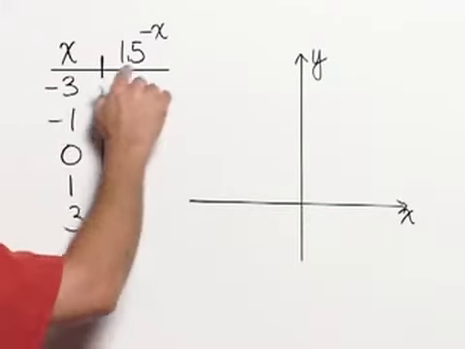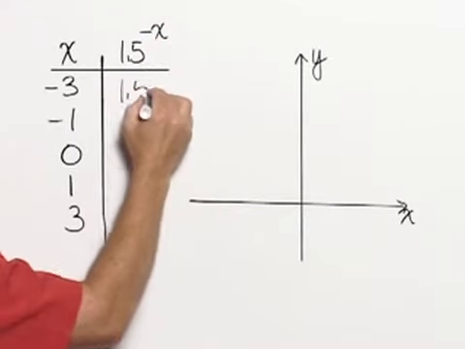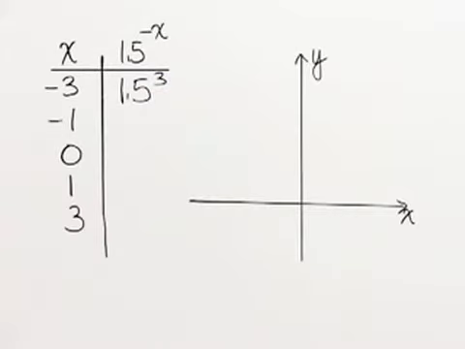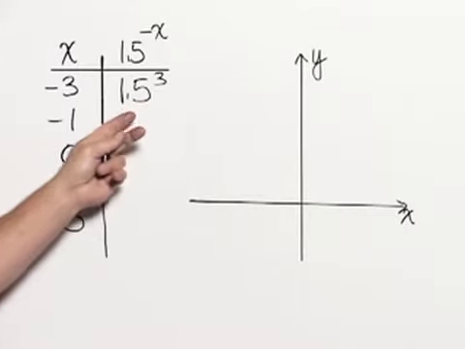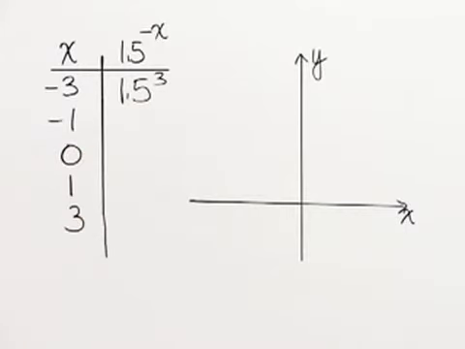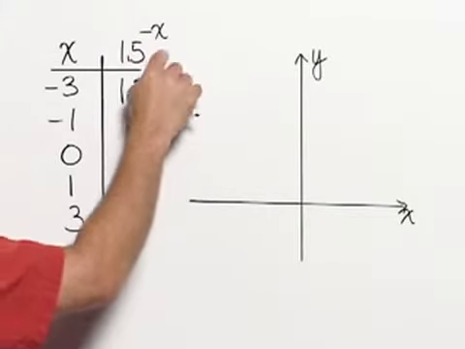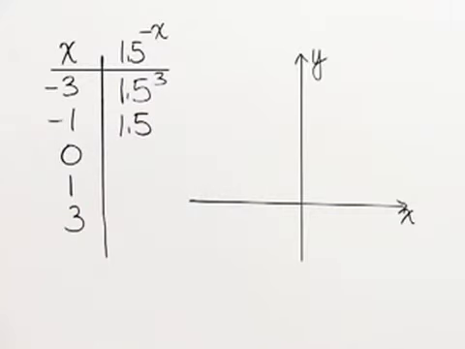So if we substitute negative 3 for x, negative of negative 3 is positive 3, so this would be 1.5 cubed. Now, just to give an idea, without using a calculator, we know 1 cubed is 1 and 2 cubed would be 8. So this value of 1.5 cubed is obviously more than 1, but going to be a little bit less than 8. For negative 1, it would become a negative of negative 1, which is a positive 1, and so it would be 1.5.